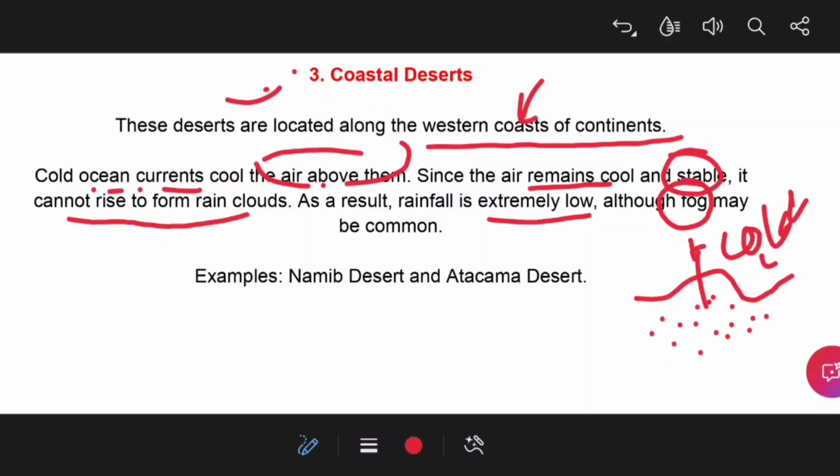Okay, so these are the coastal deserts, and these are developed primarily by the influence of the ocean currents. If the currents are cold, they will cool down the warm air above, and that's why they will not lead to the formation of cloud or precipitation. Now you can note examples, that is Namib Desert and Atacama Desert.